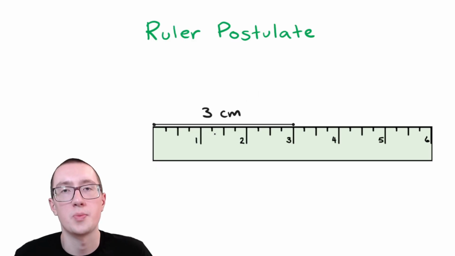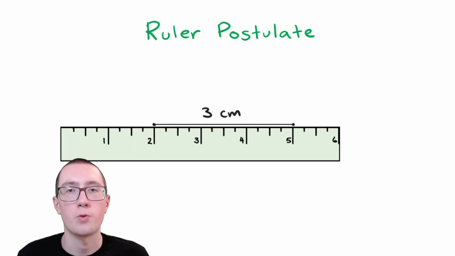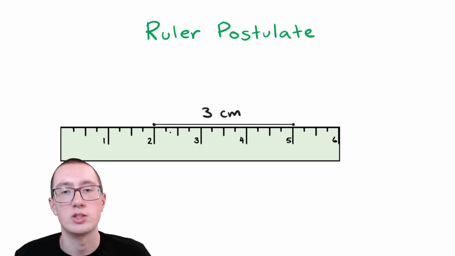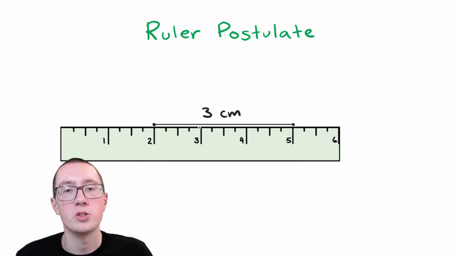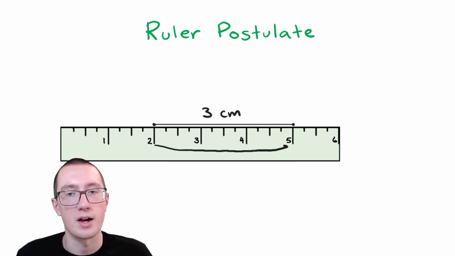So here's where the ruler postulate comes in. It basically just says that we don't need to start at 0 to measure a line segment. So for example, instead, we could just start the ruler at 2 and we could still measure this line segment. All we have to do is see that the line segment goes from the number 2 to the number 5. And so to find the distance, we just need to subtract the smaller number from the bigger number.